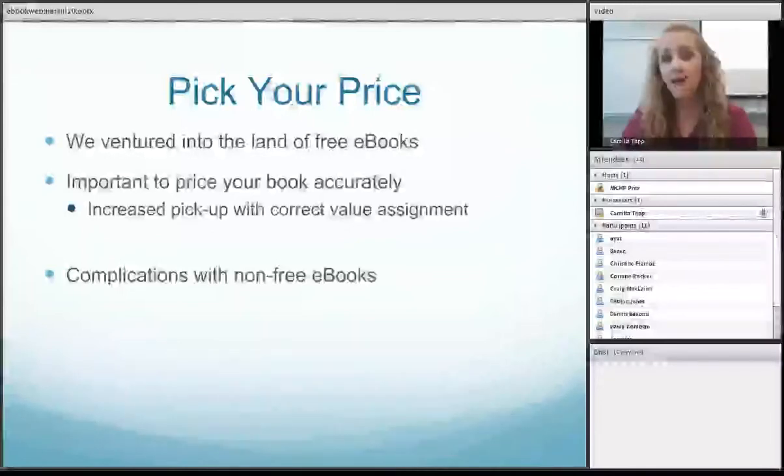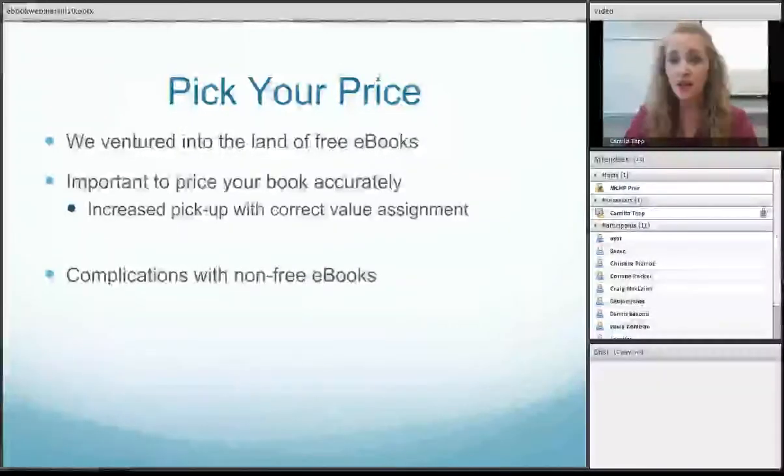Now there are complications with non-free ebooks, which is another reason why we chose to do a free ebook. One of the things is that non-free ebooks, so for pay ebooks, do require you to give your banking information when you apply for a publishing license or publishing account. You have to get tax information if you're selling in the US. You have to do a lot more steps that can complicate things, that may not be what you are looking for, and maybe add complexity to the ebook process.